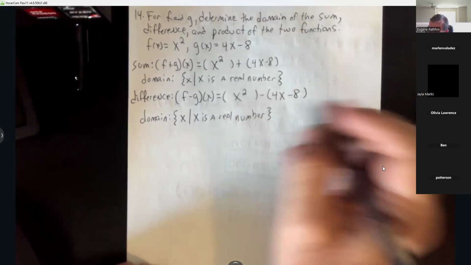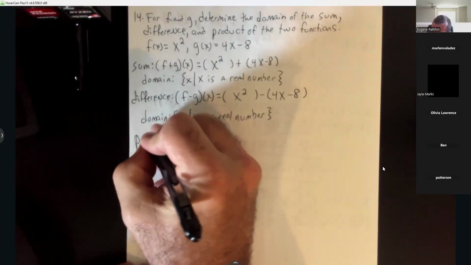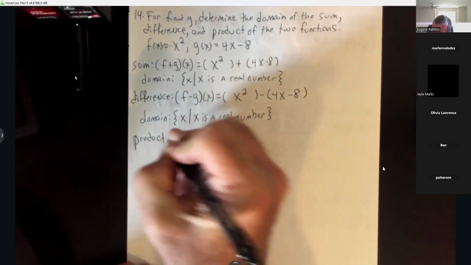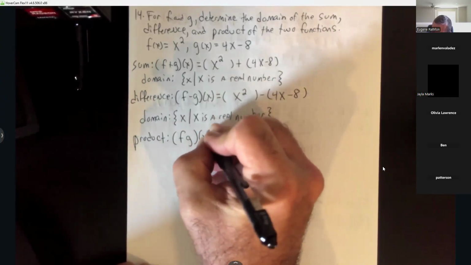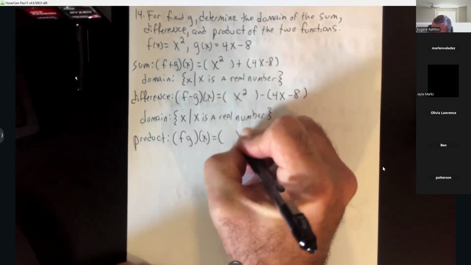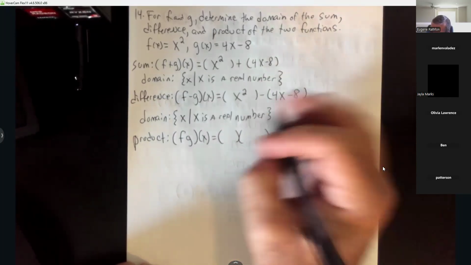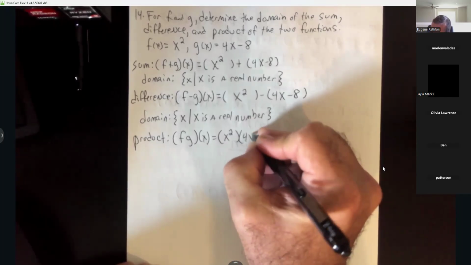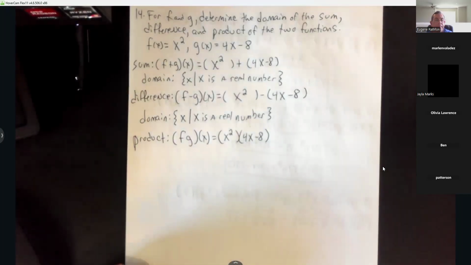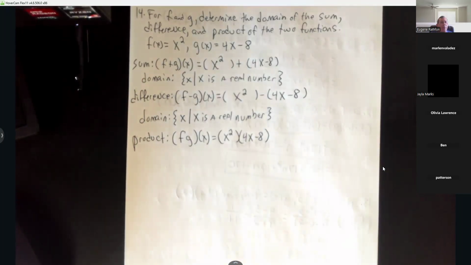All right, then they said what? Product. That's multiplying. So that's going to be f times g of x, which will be my f times my g. So x squared times 4x minus 8. All right, so for the third one, what is the domain of that one?